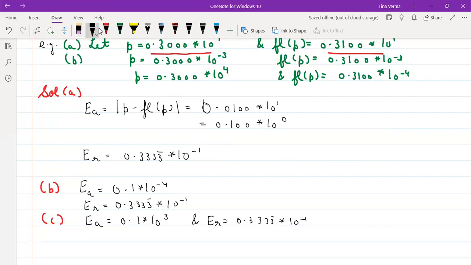So here you can see that the absolute error is always coming out to be 0.100. It is changing with respect to the position, but the relative error is considering the position as well. So you can write over here, the relative error is 0.3333 into 10 raised to the power minus 1.